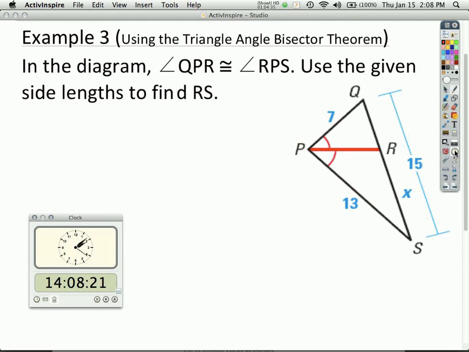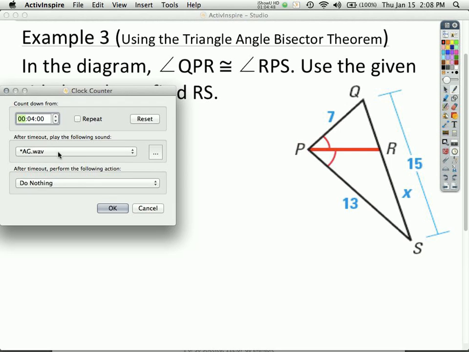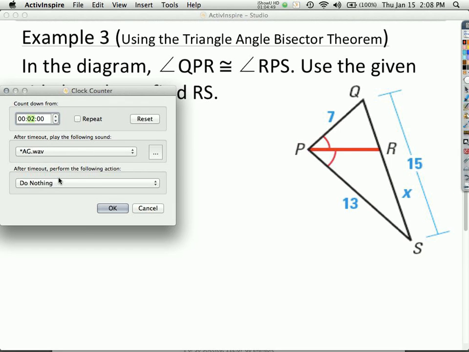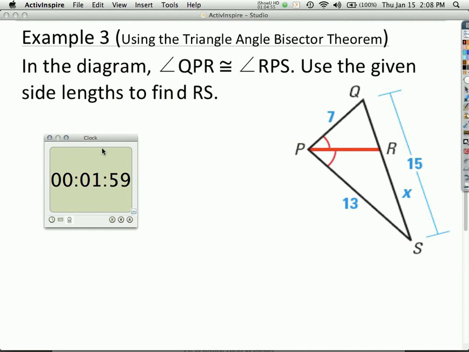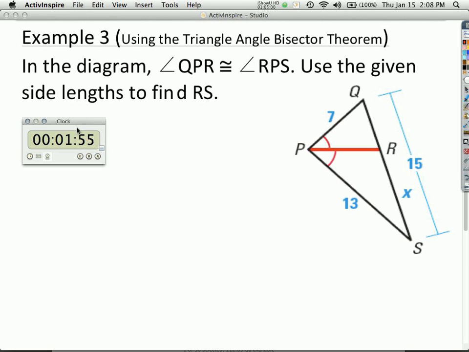So again, this is an exploration. This is not a checkpoint to test your understanding. This is for you to explore. There's no right or wrong. This is just trying to develop an idea. So I want you to spend about 2 minutes with your team to see if you can figure out how to find RS. You can use your cheat sheet, of course. You can use each other. You can work independently. You can talk to me, whatever you need. Go.